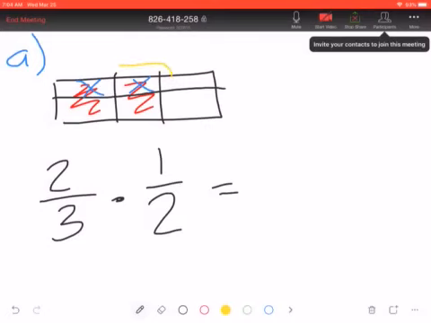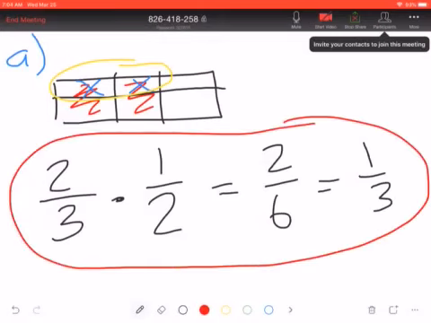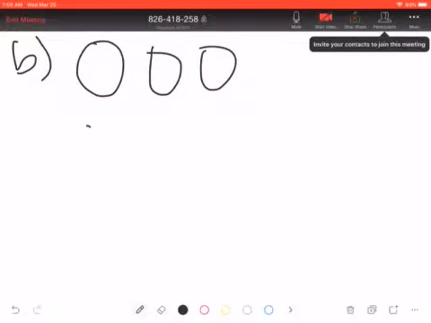We've got 2 out of 6, which of course gets simplified to 1/3, right? Okay, so that diagram represented that problem. Next, we've got, how many circles? 6. 1, 2, 3, 4, 5, 6.